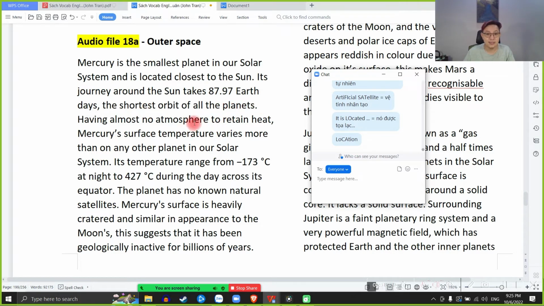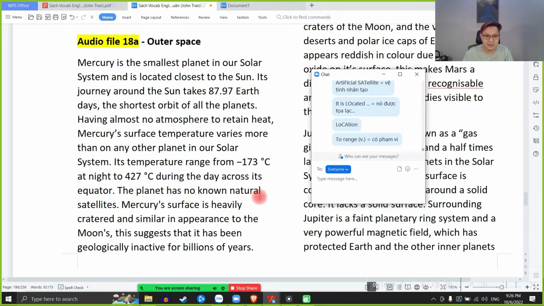Having almost no atmosphere to retain heat, gần như không có bầu khí quyển để giữ lại nhiệt độ luôn. Cái nhiệt độ trên bề mặt của sao thủy nó biến thiên nhiều hơn bất kỳ hành tinh nào trong hệ mặt trời của chúng ta. Its temperature range, động từ to range, có phạm vi. Cái nhiệt độ của nó có phạm vi từ âm 173 độ C, tức là cực kỳ lạnh, extremely cold ở ban đêm, đến 427 độ C trong ngày, tức là siêu nóng luôn, xuyên suốt cái equator là cái đường xích đạo của hành tinh đó.